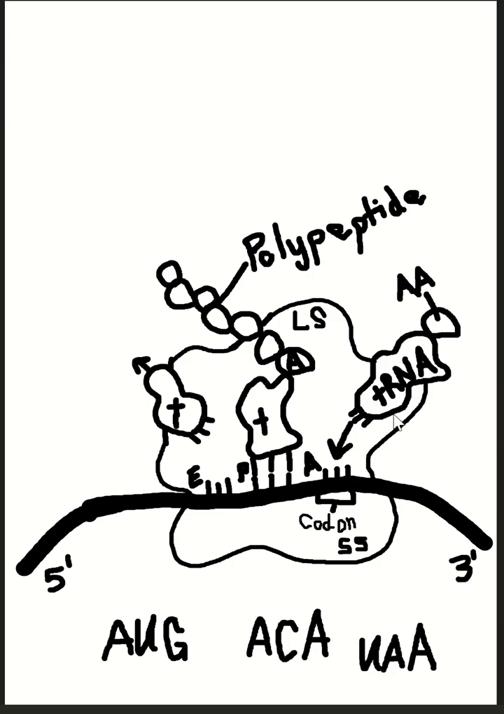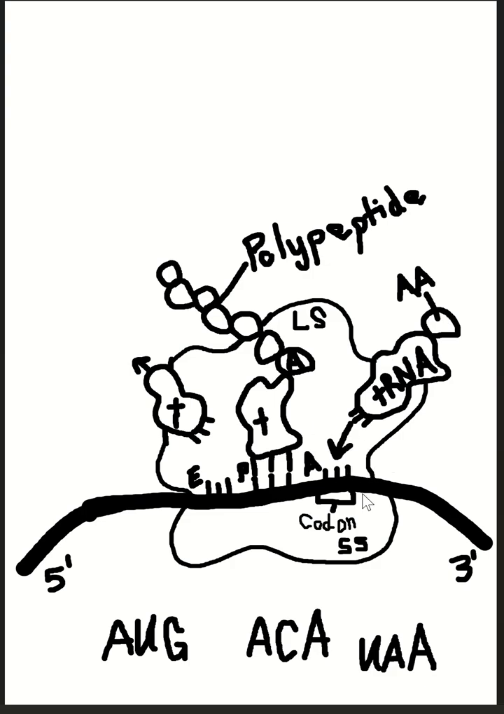tRNA has an anticodon end, which binds to its corresponding codon end on the mRNA, and it has an amino acid attachment site end. And this is where it's going to bind to its corresponding amino acid. These tRNAs have specific anticodons and amino acids that they attach to. These are specific, like these all go together.